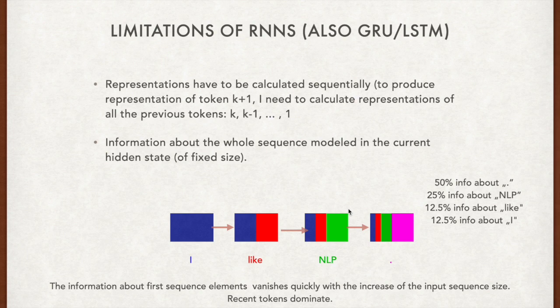50% of the information comes from the period character. 25% of the information comes from the NLP and 12.5% comes from the word like, which is the same amount of information as in the case of the token I. The longer the sequence is, the less information about first elements of the sequence are preserved. Some solutions to this might be using some more advanced recurrent neural network cells like LSTMs or GRUs, but they don't solve the problem completely.